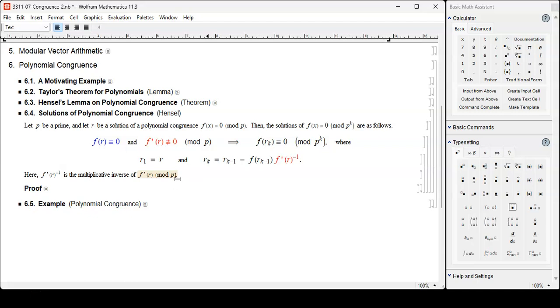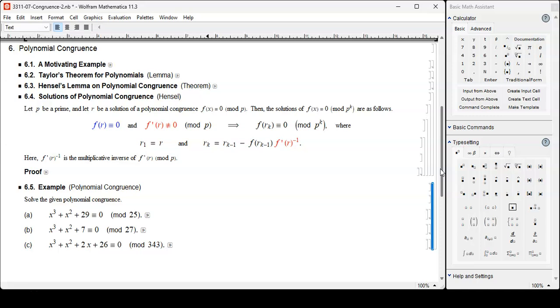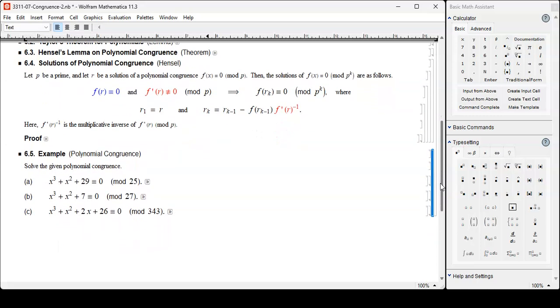And then as for the proof, well, we're going to need all these lemmas, so let's not worry about those yet. We're going to come back and do those proofs in some optional videos later. For now, let's just focus upon how to utilize this. Let's see, do we have an example problem here? Okay, here's a good one. x to the third power plus x squared plus 29 is congruent to 0 modulo 25.